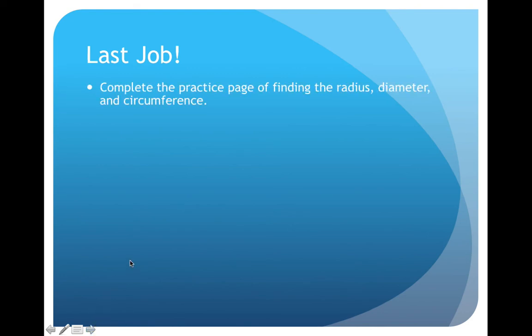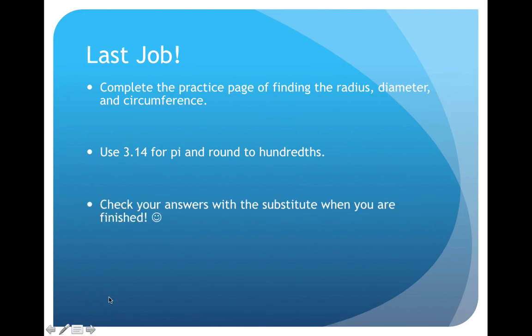You have one last job to do today, and what you're going to do is complete the practice page of finding the radius, diameter, and circumference. You need to use 3.14 for pi when you're finding out this information, and please round to hundredths. Check your answers with the substitute when you're finished. When you're doing these, you may use a calculator. However, this is what I'm expecting to see.